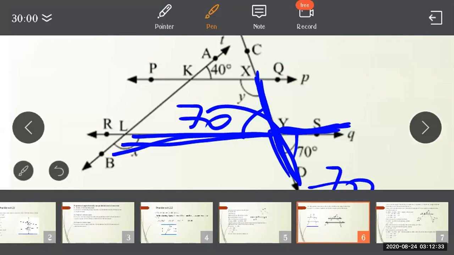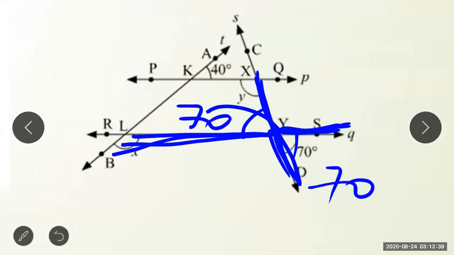Now next we will write the same thing: P is parallel to Q and S is the transversal. First we took T as the transversal, now we are going to take S as the transversal. So since P is parallel to Q and S is a transversal, what are we going to find next?